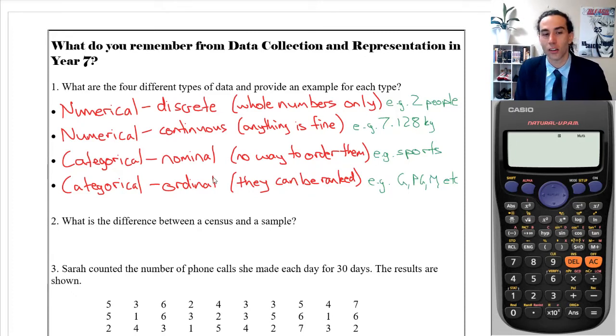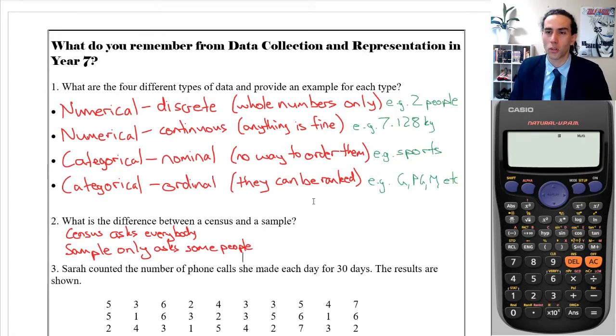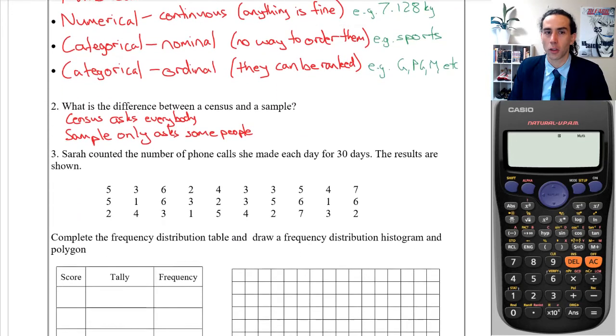Next, census and a sample. When we have the Australian census, the census asks everybody. A sample only asks some people. Not trying to go into much detail today, so we're just gonna scroll down. I'll keep number 2 up there and a bit of number 1, but gonna have to go down.